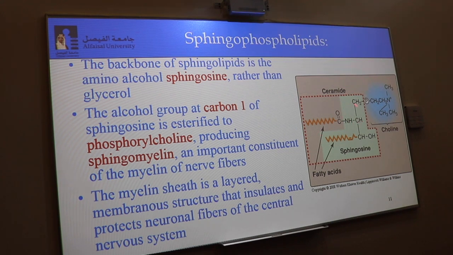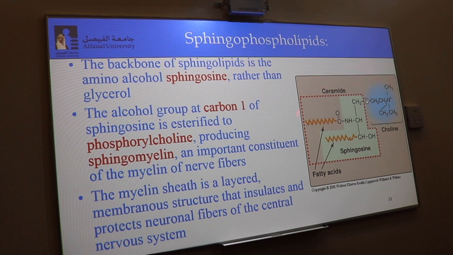What's the difference here? In sphingophospholipid, we have sphingosine. Sphingosine is a C18 alcohol. C18 means that it's composed of 18 carbons. It's an alcohol. But at carbon number 1, we have a phosphocholine esterified. So this will form what we call sphingomyelin. I'm sure that you have heard about sphingomyelin. It's a component of the myelin sheath. In the disease multiple sclerosis, you have degradation of the myelin sheath, as you know. So this is an important component of the myelin sheath. It's present in the myelin of nerve fibers.